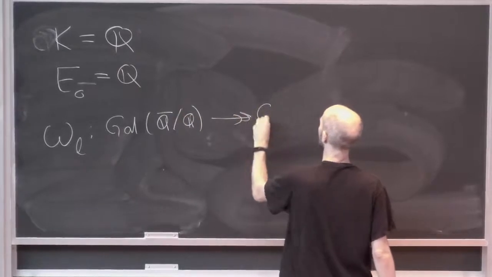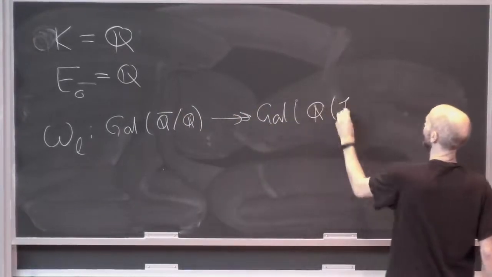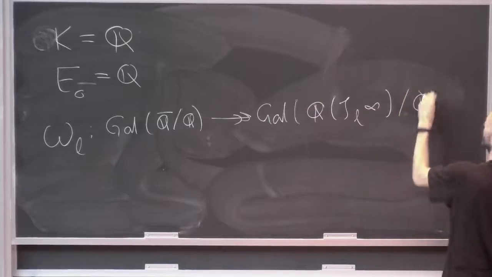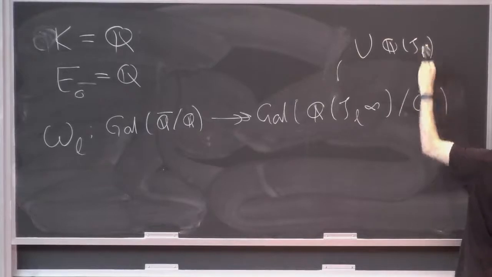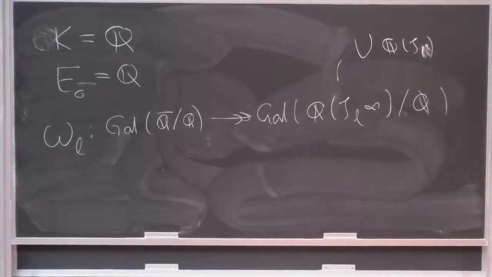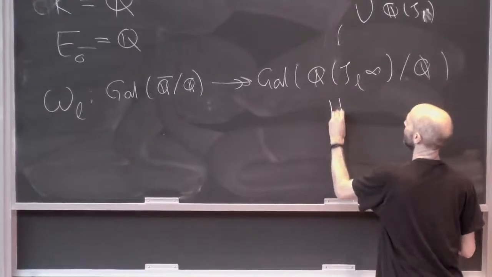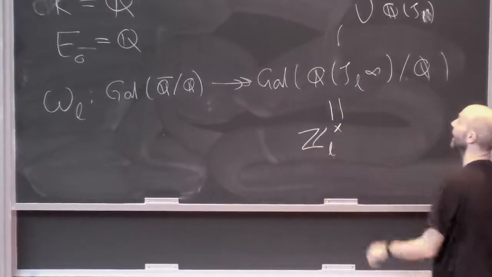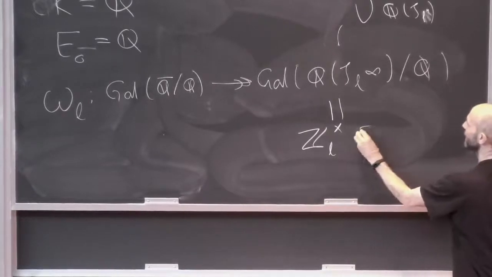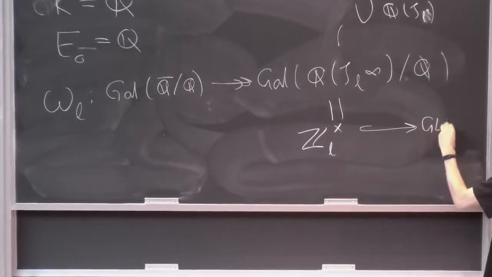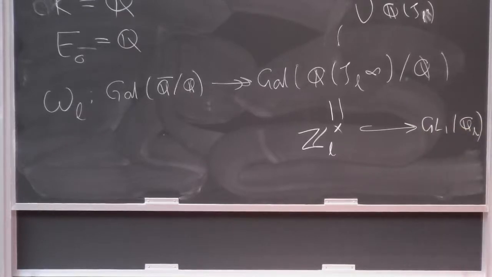And this surjects onto Gal(Q(zeta_{L^infinity})/Q), which is just the union, remember, of the Galois groups of these Q(zeta_{L^n}). And if you believe that the Galois group of Q(zeta_N) over Q is (Z/NZ)*, then just by taking the limit, whatever that means, this becomes canonically isomorphic to Z_L*. There's the cyclotomic character, and now all I do is I embed this into GL1 of Q_L, because it obviously lives as a subgroup. And just the same story.